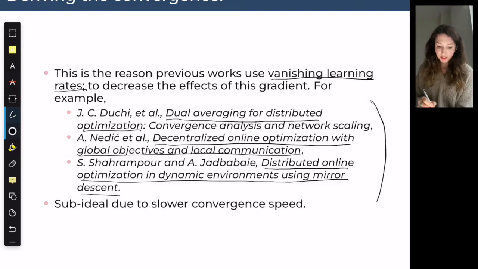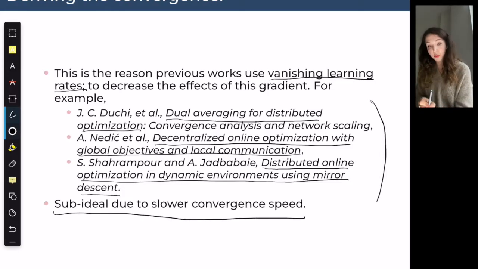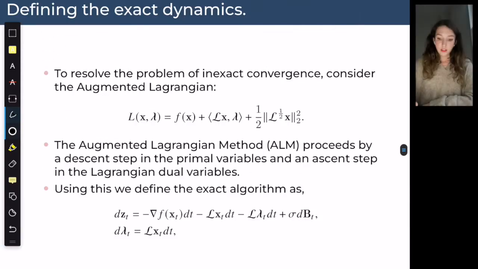Now, what is the issue here? Well, the issue is that assuming vanishing learning rates could be sub-ideal, since it leads to slower convergence rates. So the closer we get to the optimum, the slower the convergence is going to be, because our learning rate is decreasing. All right, so let's go on with defining dynamics, which hopefully will allow us to obtain exact convergence.